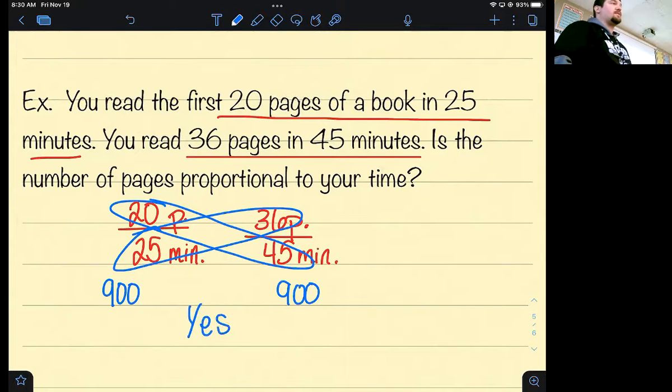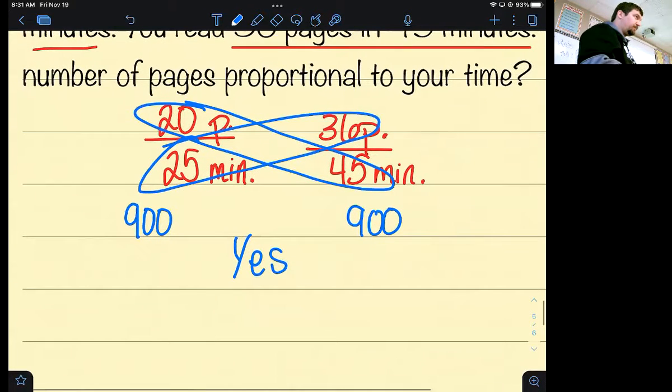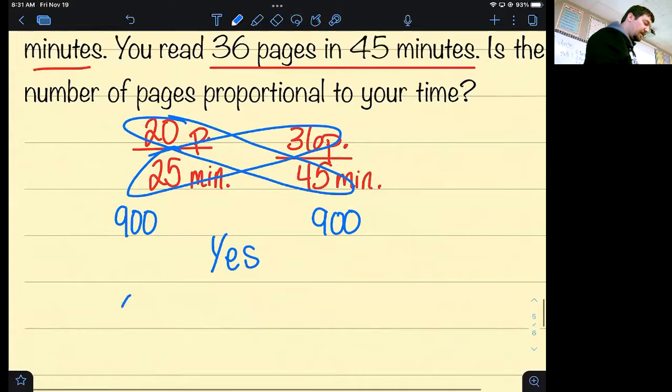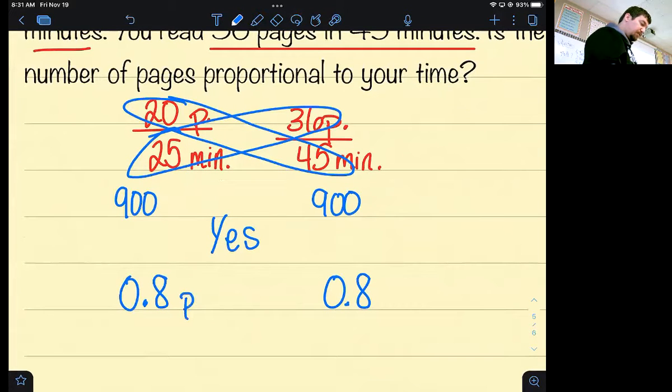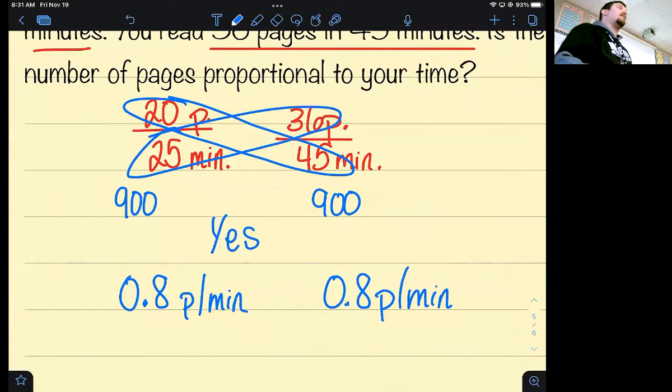Now, as much as I love cross products, and it is my favorite, it may not give me as much information as method 2, dividing, does. So for example, if I would have divided, did anyone do the dividing on their homework yesterday? They just did the top divided by bottom each time? You did that? Okay. So Maddie, what is 20 divided by 25 then? 0.8. And so you're going to get 0.8 on both of them, obviously, because we already know that they're the same. But the 0.8 is actually, if you divide the labels, pages per minute. So the 0.8 gives us the unit rate. So if I said, well, okay, I'm reading at the same speed, but how fast is that speed? It's not 900. It's 0.8 pages per minute.